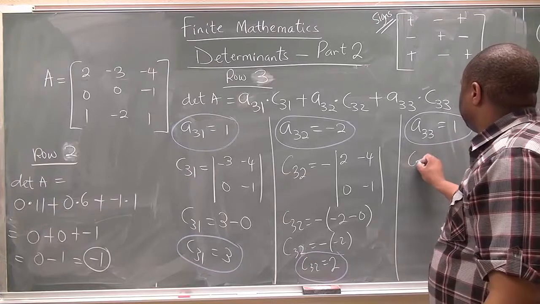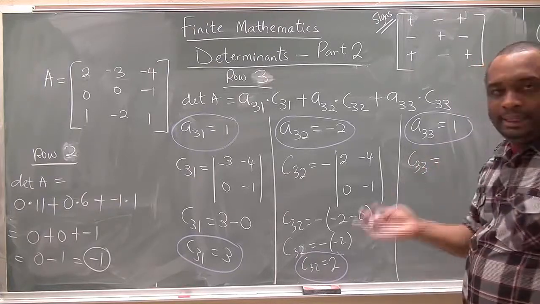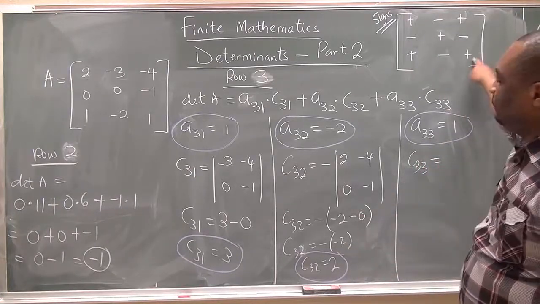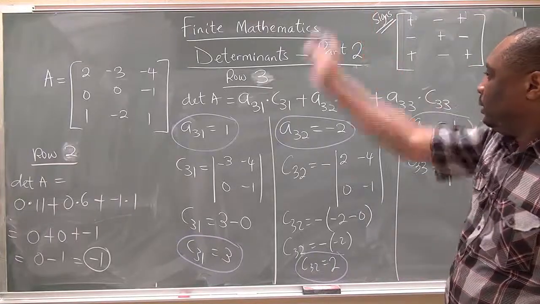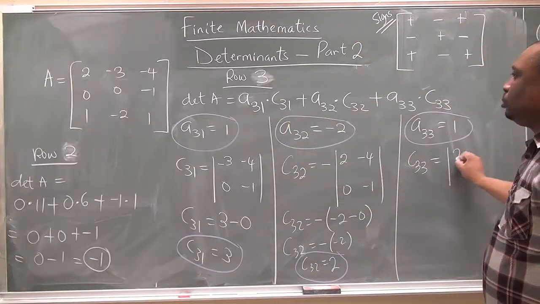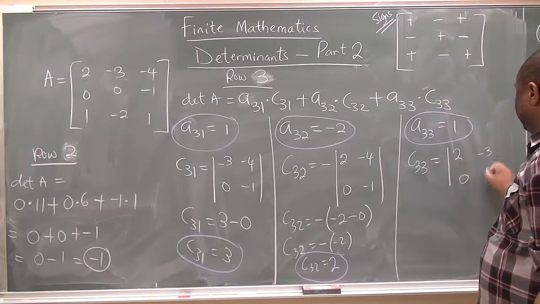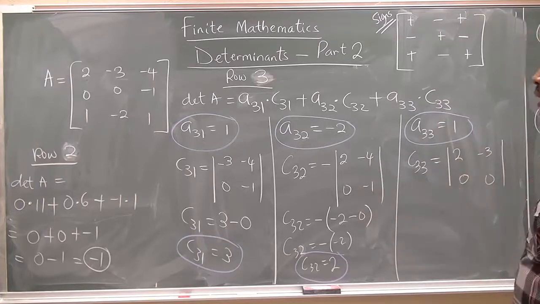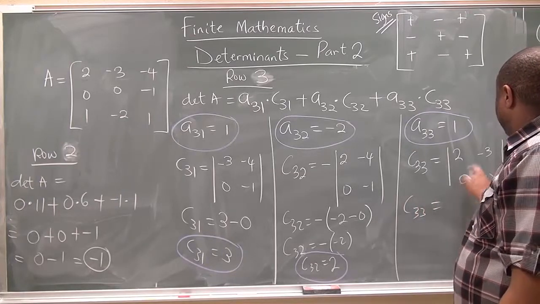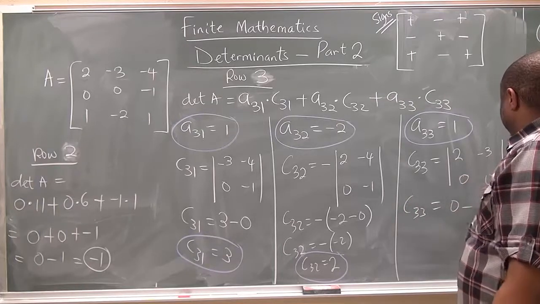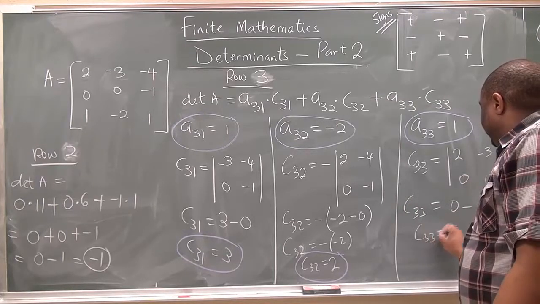Let's find C33. So C33 will be 3 plus 3 is 6, which is positive. Determinant, this: 2, 0, negative 3, 0. I always want to double check to see whether you got 2, 0, negative 4, negative 1, and 2, 0, negative 3, 0. I want to make sure you got everything right. So C33 will be 2 times 0 is 0 minus 0 times negative 3 is 0. C33 is 0.